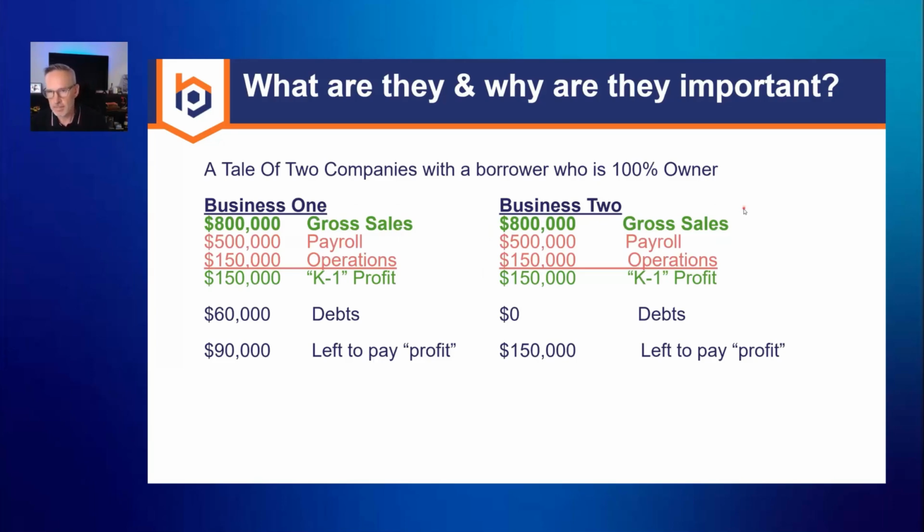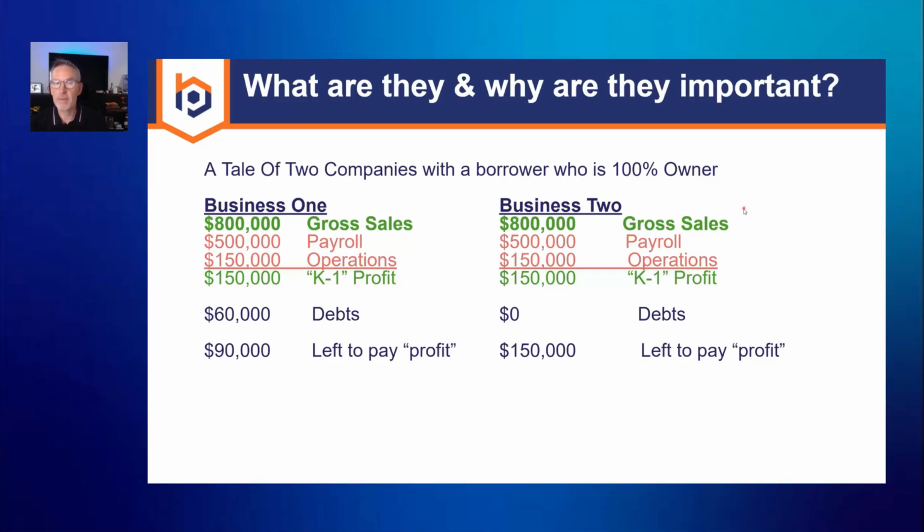This is a tale of two companies. If I'm business one and I had $800,000 in sales, that's my gross sales. I sold a bunch of stuff. Or, in the mortgage business, I closed a bunch of loans and my gross profit on those loans before I paid any expenses was $800,000. But now I've got a business. Remember, I've got employees that work for me. I've got rent, insurance, and marketing. So I got 800 grand in, 500 grand of payroll, and 150 grand of operations expenses. So I made 150 as the owner, and I'm 100% owner.